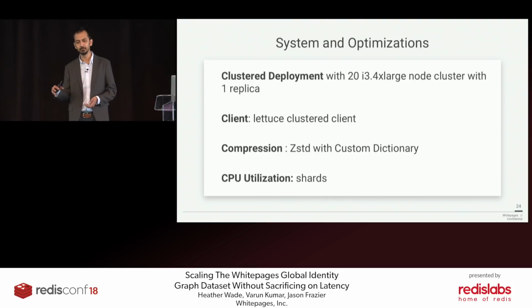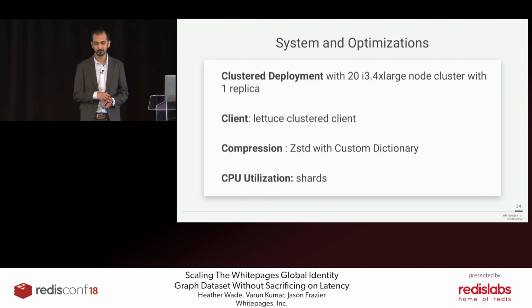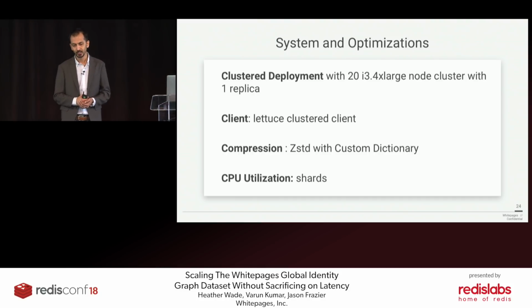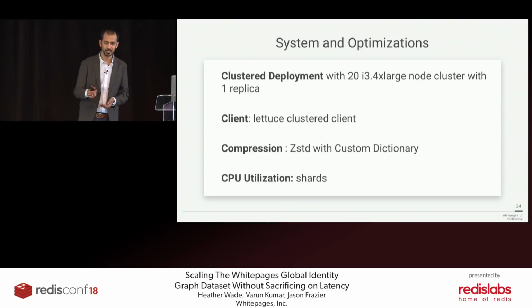So we use dictionary-based compression, Zstandard, which is a Facebook algorithm, open source, I'm not sure. That gave us around 60 to 70% compression. Any other algorithm was not able to give us that level of compression. CPU utilization, as we spoke, is much better, so we can scale up much faster.